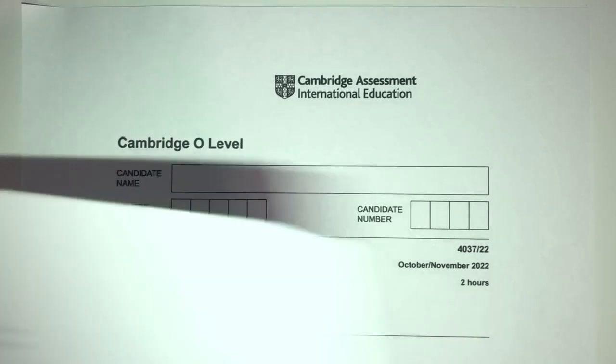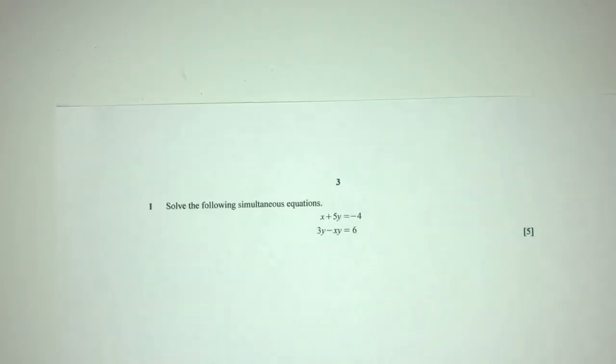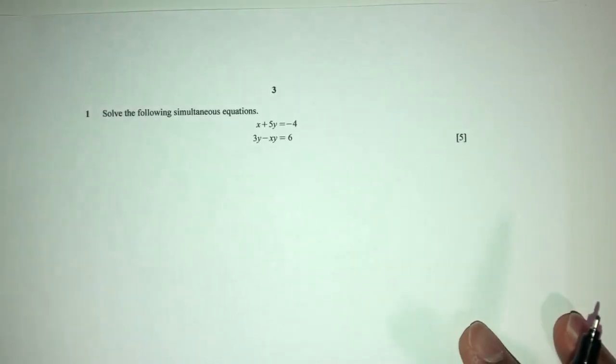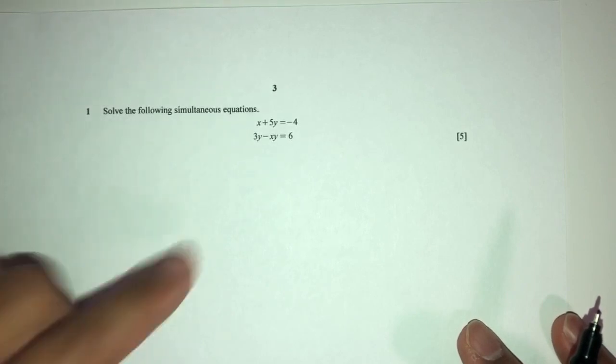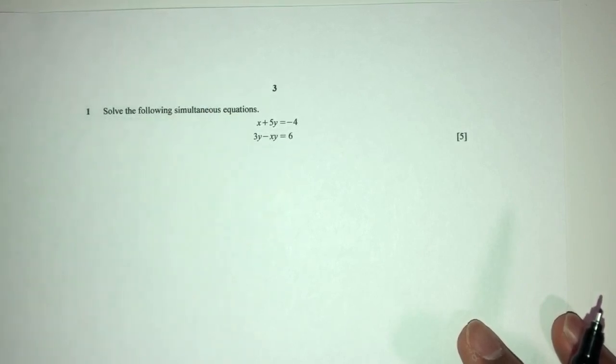Now, with that being said, let's move on to the questions. Here we have question number 1. So we have to solve the simultaneous equations. We have to find the values of x and y in these two equations. So how can we solve this? We can use the substitution method.